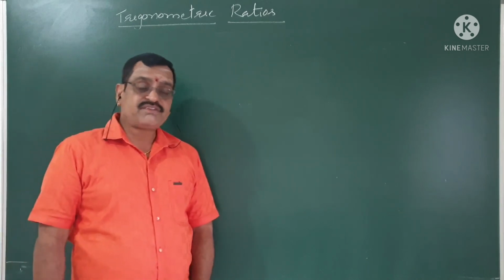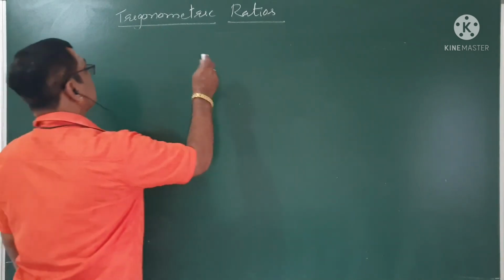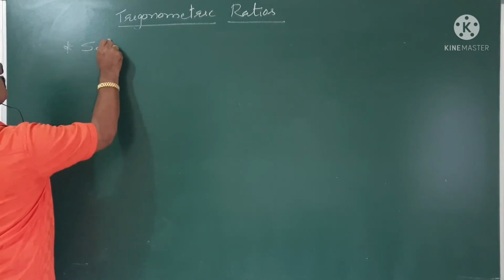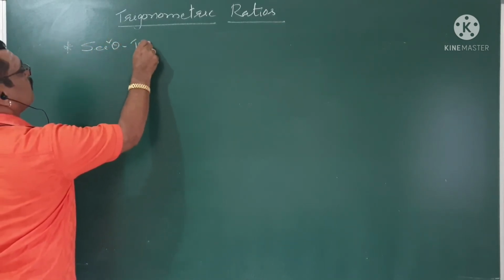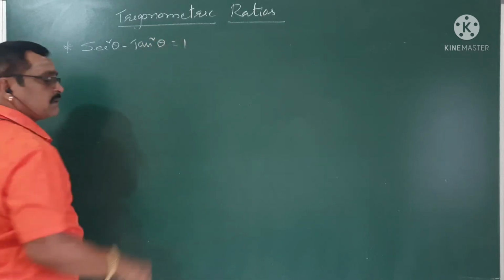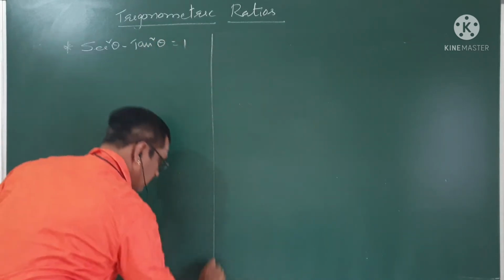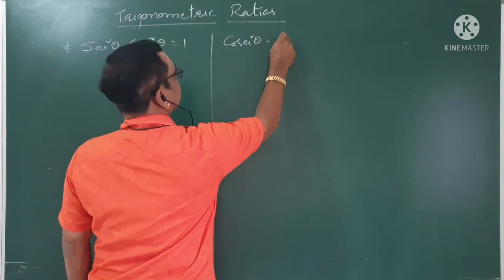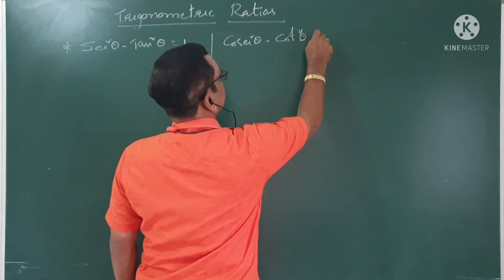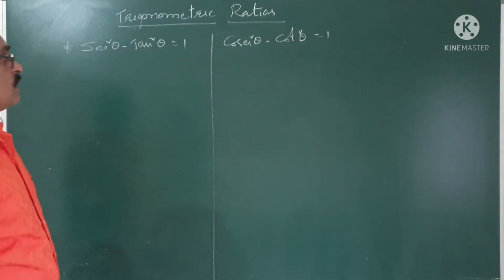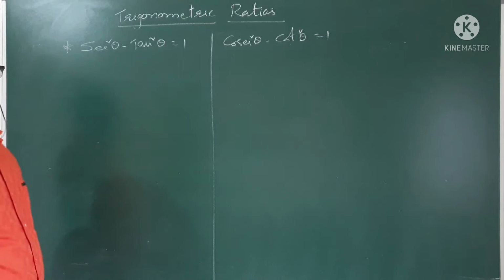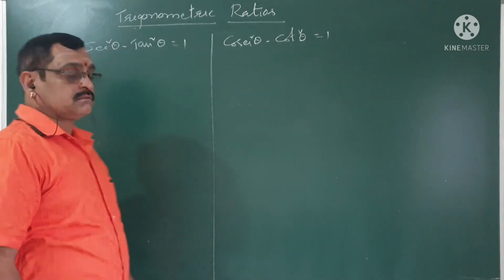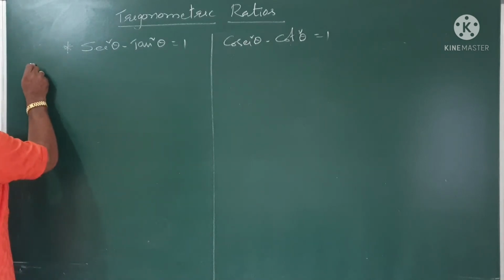Two more identities. They are number 1, secant square theta minus tan square theta is equal to 1. Another one, cosecant square theta minus cot square theta is equal to 1. We can derive both of them from the first identity, sin square theta plus cos square theta is equal to 1. So, proof or derivation.